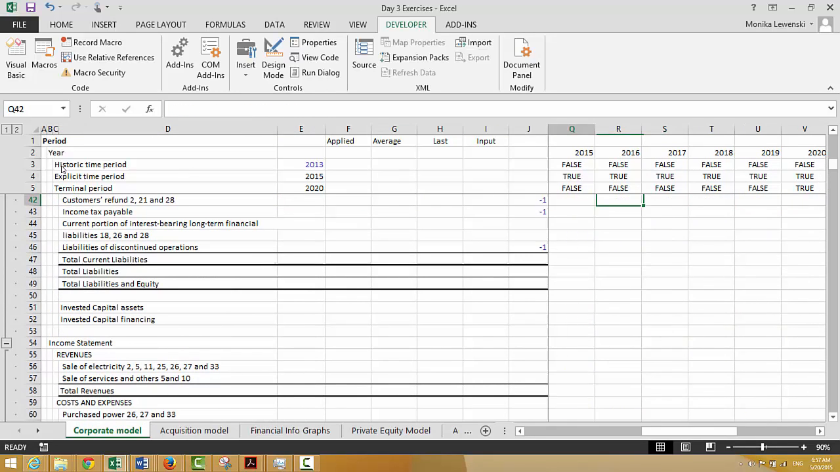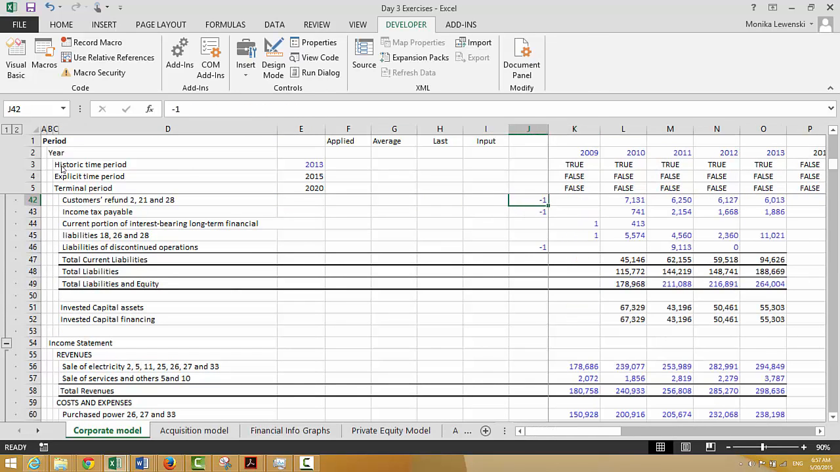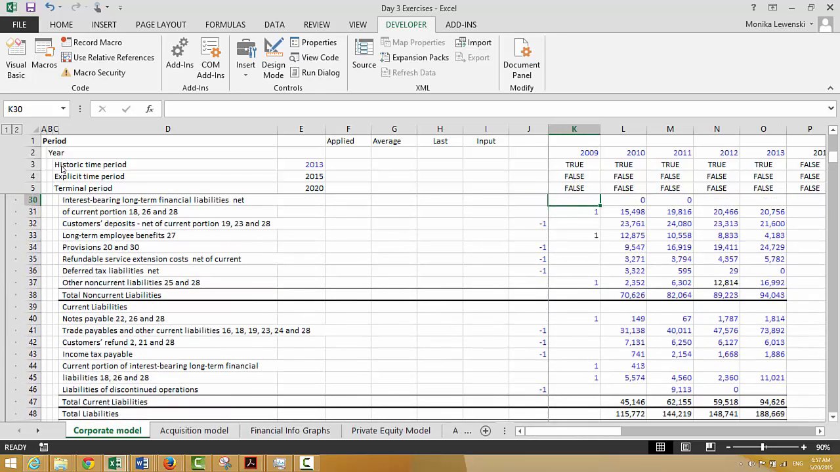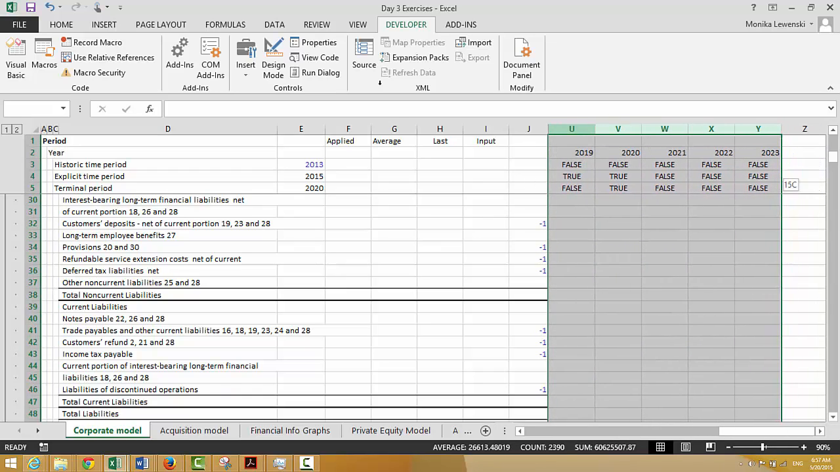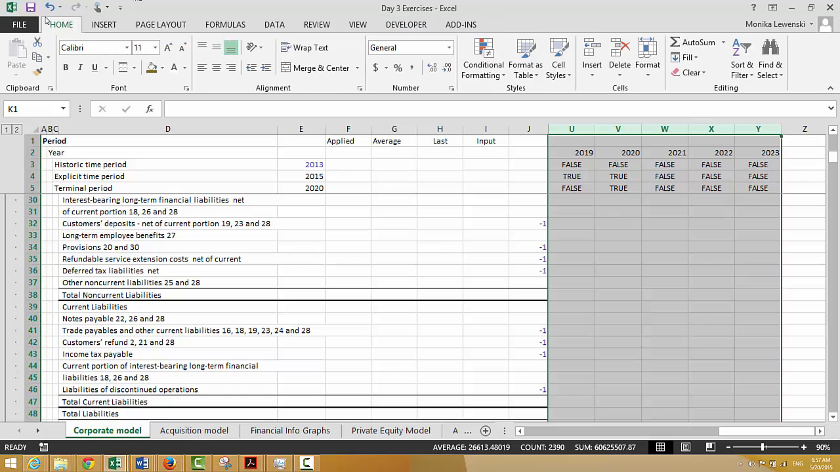In a corporate model, we want to distinguish, from a technical point of view, between history and the forecast. So I'm going to start this video by making a little conditional formatting thing.